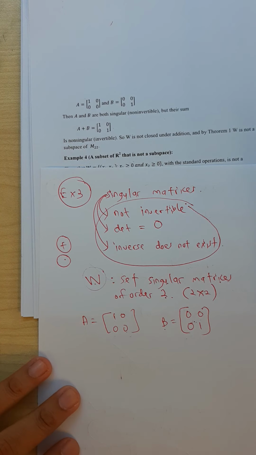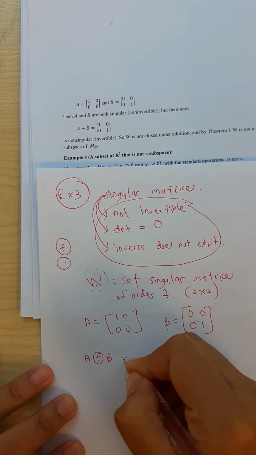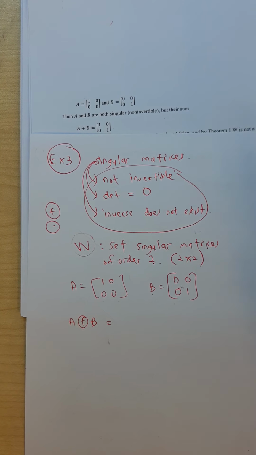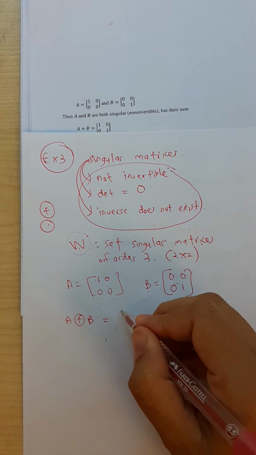Now we're going to check the first one, which is addition. So you have A plus B. What will you get from here? 1 plus 0 is 1. 0 plus 0 is 0. 0 plus 0 is again 0. 0 plus 1 is 1.